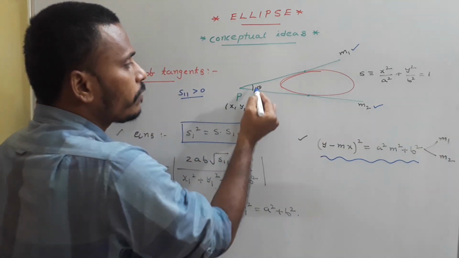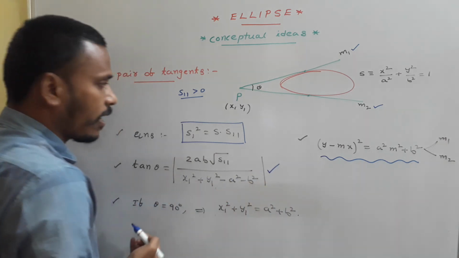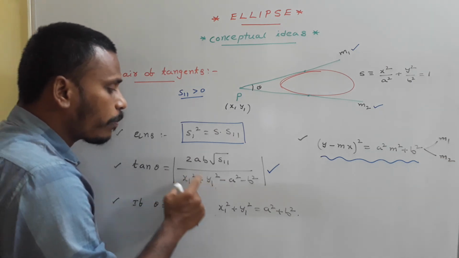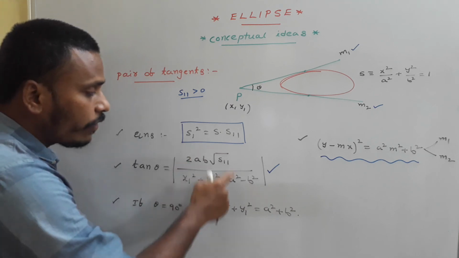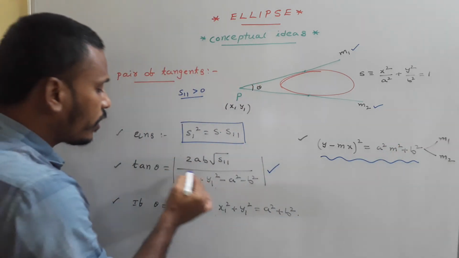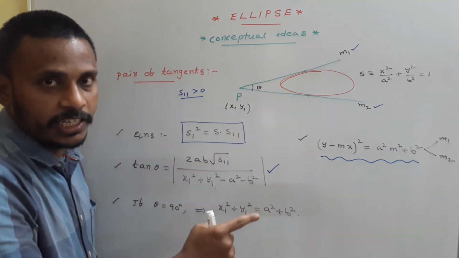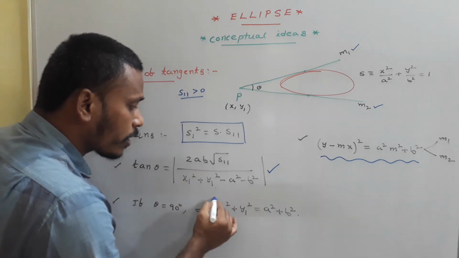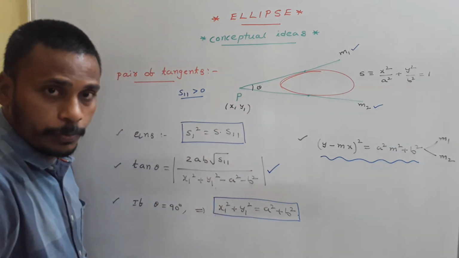After that, if theta is the angle between this pair of tangents, then we calculate tan theta using this formula: 2ab root S11 by x1 square plus y1 square minus a square minus b square. We derive it just by using the relations on m1 and m2. After that, if this theta is equal to 90 degrees, that means the angle between the tangents is 90 degrees, then the denominator will become 0. So x1 square plus y1 square is equal to a square plus b square is the locus of this point P.